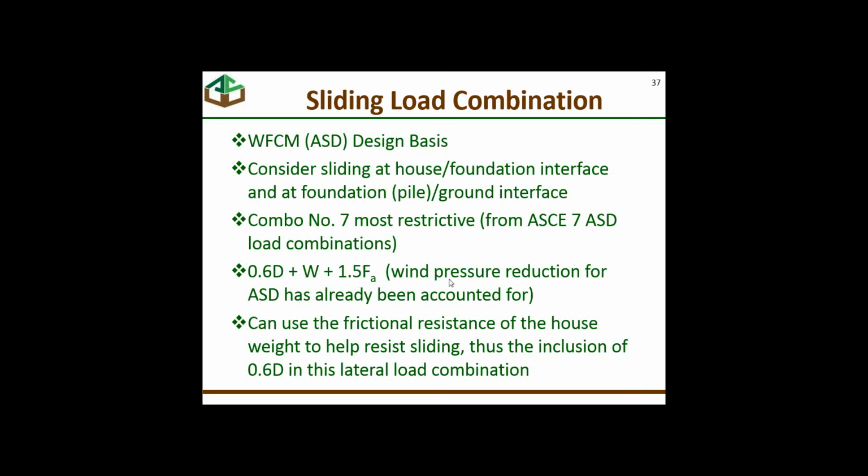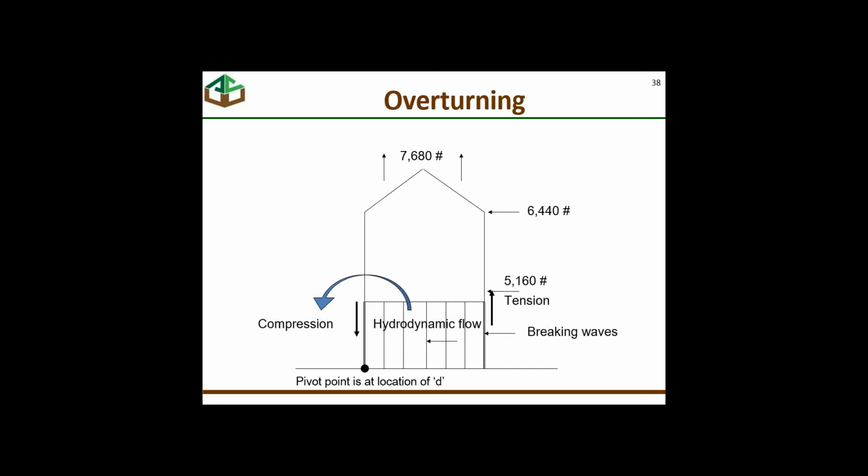Now we've already reduced the wind pressure for ASD. That reduction has already been accounted for. But we do have a multiplier in the ASD load combinations for flooding. And as I mentioned, we can use the frictional resistance of the house to resist sliding, and thus the inclusion here of consideration of the weight of the building. In terms of overturning, now we use all the loads. It's the typical way we do overturning.